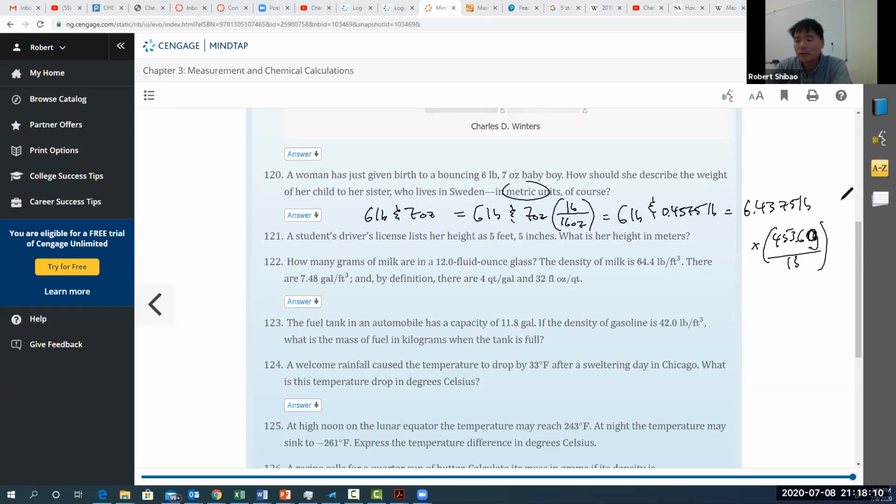So I'm going to go 0.4375 plus 6, equals, oh shoot, times 453.6. So I get 2,920 grams. If it's 2,920.05 grams, then I probably want to go kilograms. It should be 2.92 kilograms. We move the decimal three places over.